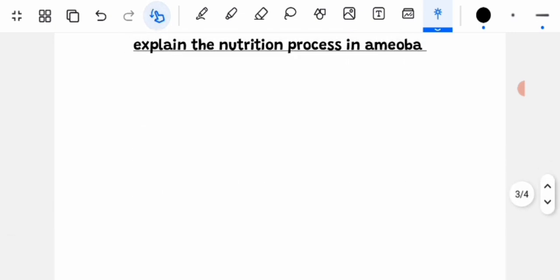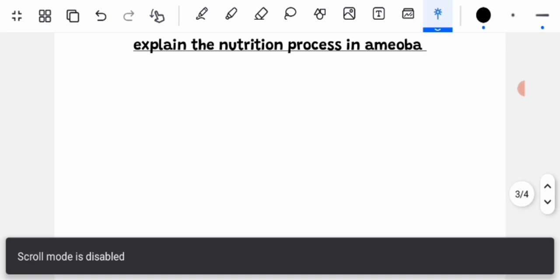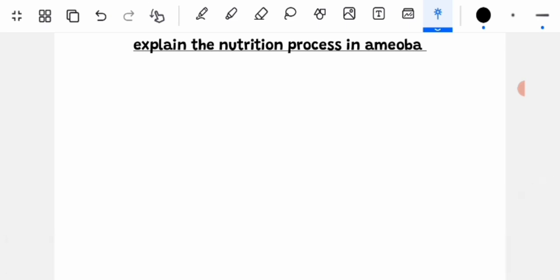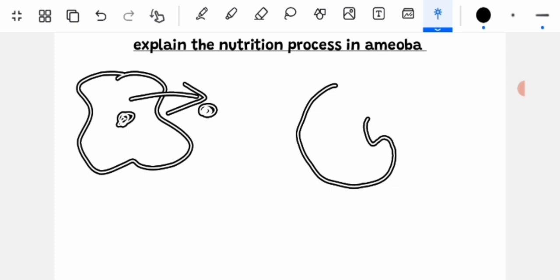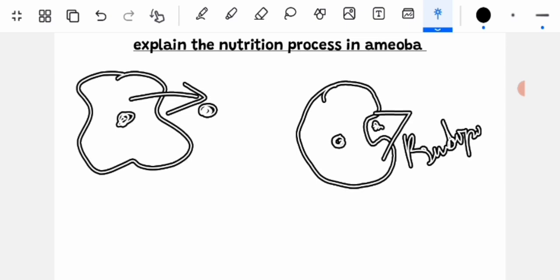Explain the nutrition process in amoeba. Okay, this is a very important question. This has been repeated so many times. You also know it. This is amoeba. This is the food particle which is outside. Then the amoeba needs the food particle. What will it do? It will create a false foot to catch it. This is called pseudopodia. In writing the answer you have to mention this word. This is pseudopodia, which means false feet.